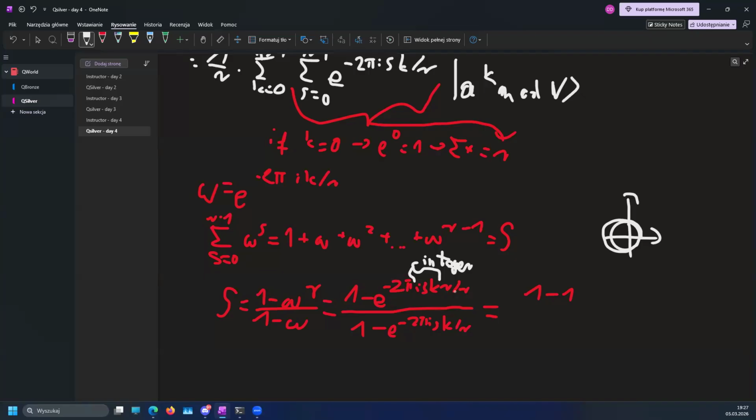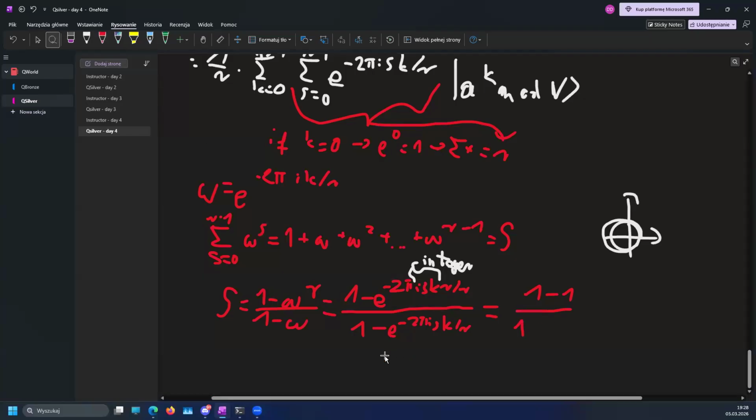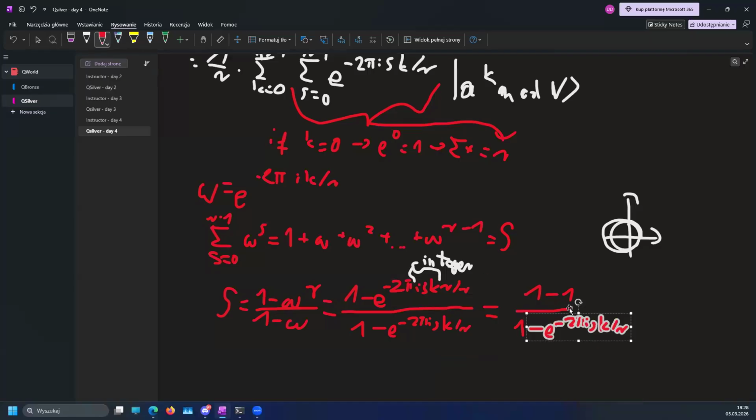So this exponent will be equal to 0 or minus 2 pi or minus 4 pi, minus 6 pi, minus 8 pi, and so on. So anything that will be equivalent to e to the power of 0. And so to continue here, we get again the same expression. I will just copy it, which is equal to 0 because here we have 0.